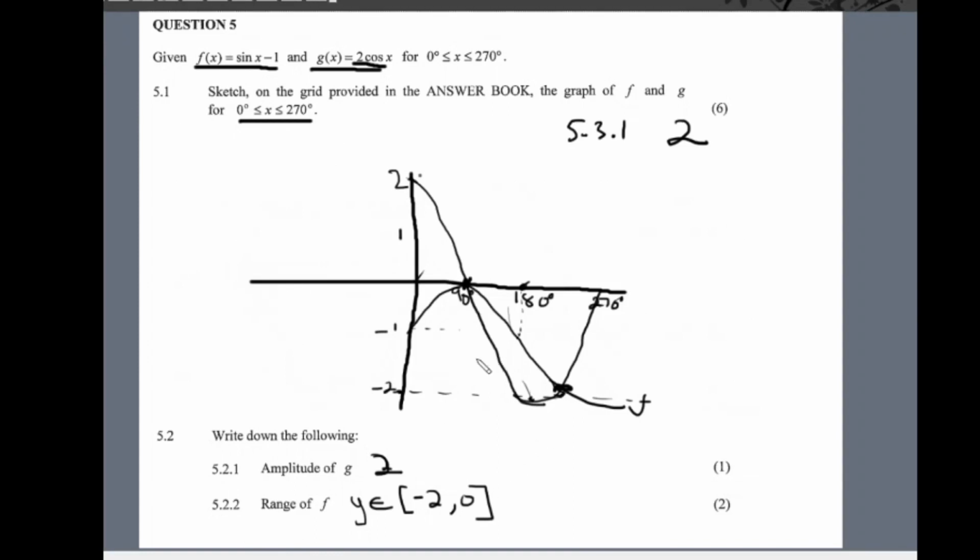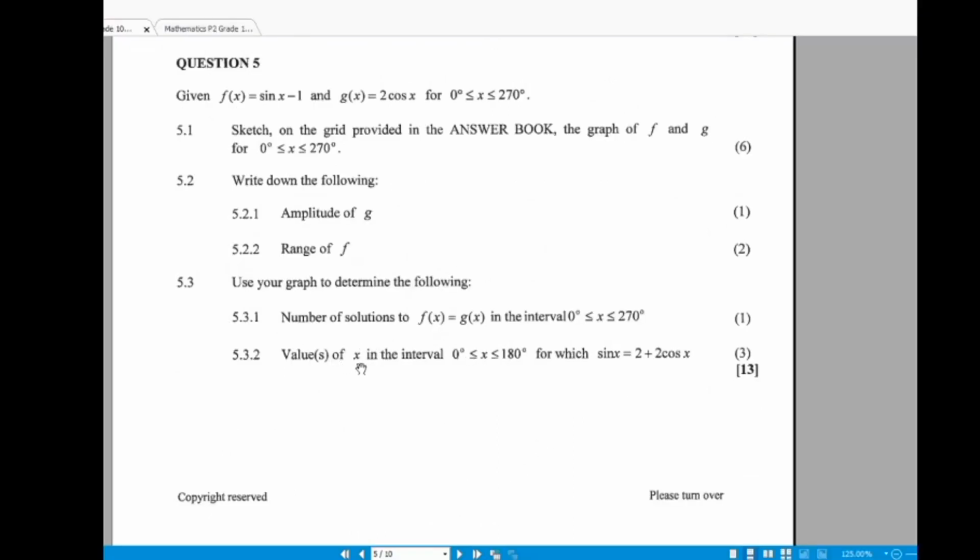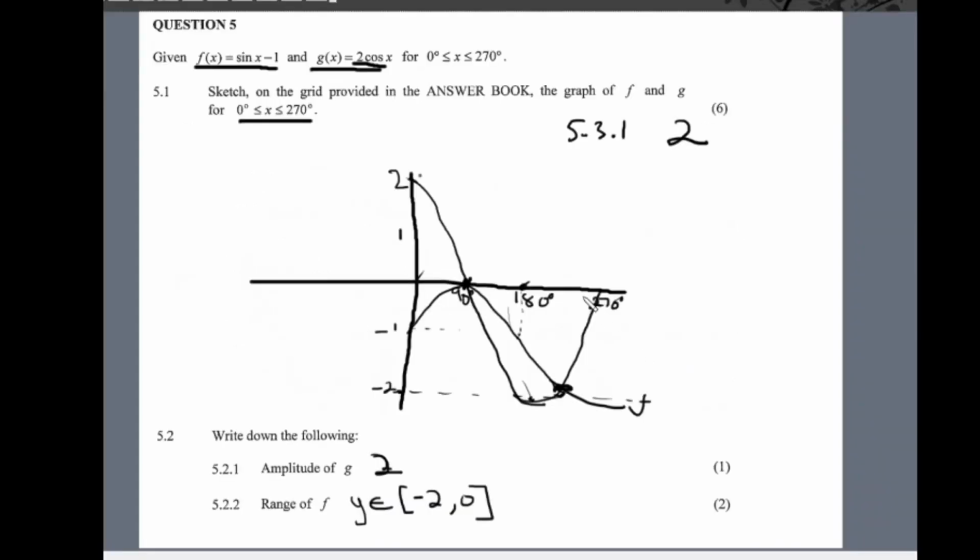determine the values of x in the interval x between 0 and 180, for which sine x equals 2 plus cos x, sine x equals 2 plus 2 cos x.